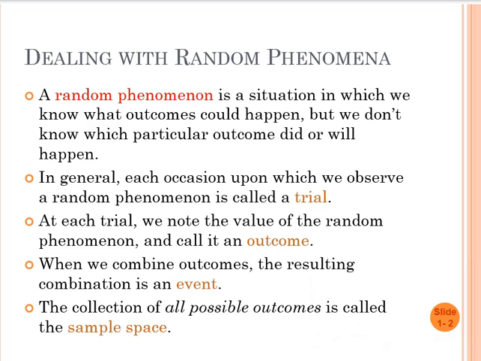The other definitions then are the trial, the outcome, the event, and the sample space. The trial is just one occurrence of a random phenomenon. The outcome is just that particular value that random phenomenon holds. The event is any combination of these outcomes, and I'll go through some examples of each of these definitions. And then the sample space is just all possible outcomes. So for example, with a coin flip, the sample space is heads and tails because those are the only two outcomes that could possibly happen with a coin flip.